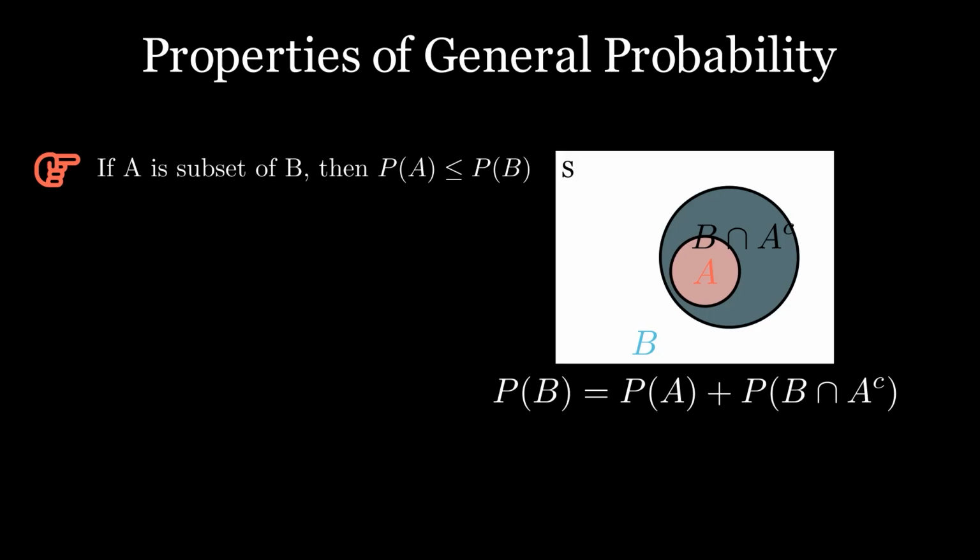Clearly, the probability of event B is greater than or equal to the probability of event A, because P of B intersect A complement is a non-negative value. Hence, we can write the equation like this and rearrange it to get the second property of general probability.